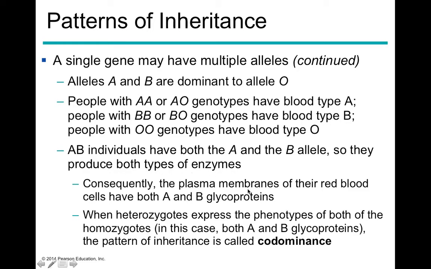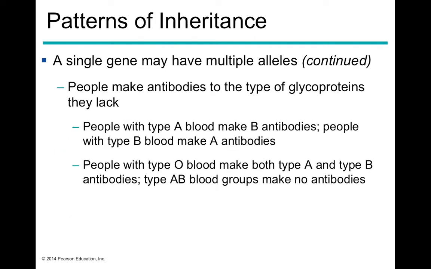That means that the plasma membranes of their blood cells have both A glycoproteins and B glycoproteins. And that's going to be codominance, right? When heterozygotes express the phenotypes of both, that means they have both A and B glycoproteins, that's called codominance. So there's no intermediate. They're literally expressing both of them at the same time.